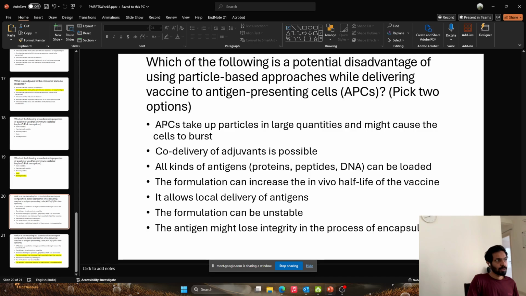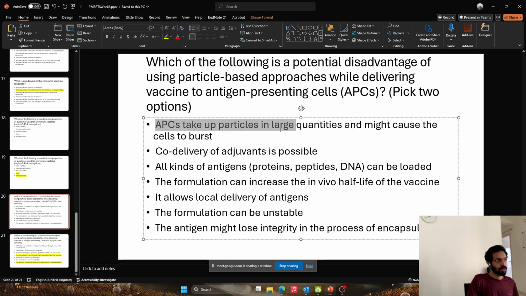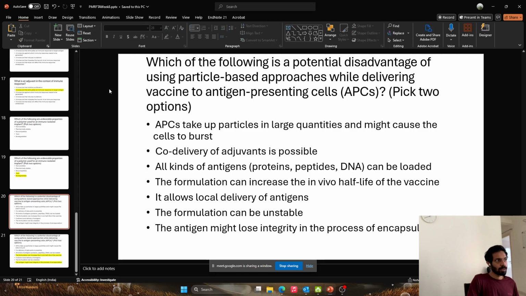So the other option is, like I was saying, antigen presenting cells know the limit of phagocytosis they can undergo. For example, a macrophage cannot simply keep on phagocytosing whatever is outside until it bursts. There are pathways that prevent that from happening. There is a limited amount of phagocytosis that a macrophage can do. So generally, they cannot take up particles in large quantities that cause cell burst. That's not really a concern.